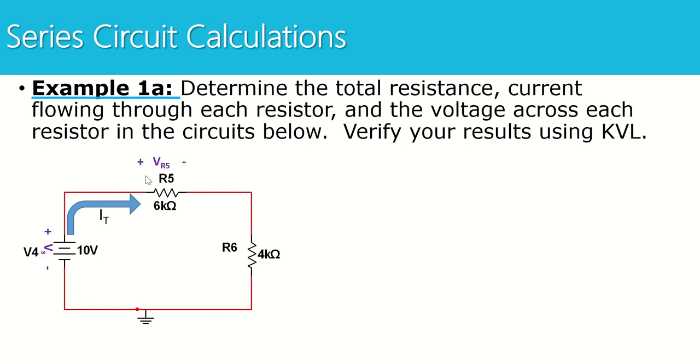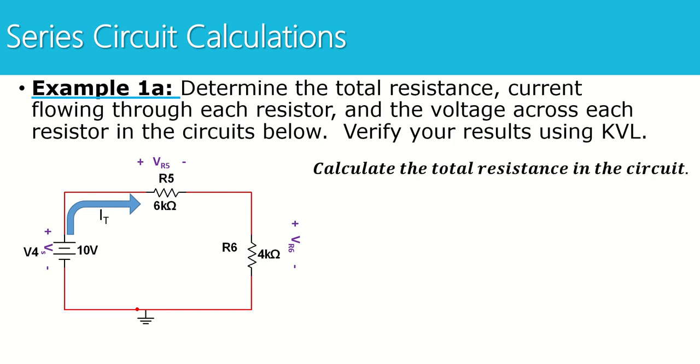As current flows, I'm going to get a voltage drop across R5. Here's my polarity, showing the positive where current enters and the negative where current exits. As you are writing your notes, all of the things I'm adding to this diagram, you should also be labeling as well. There's the voltage drop for R6. When current travels through it, we'll get a voltage drop there.